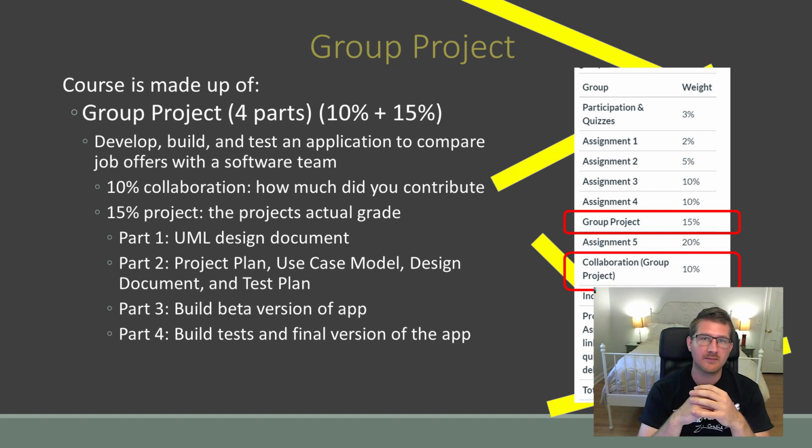This project is made up of 4 deliverables: a UML Design Document, a project plan, use case model, design document, and test plan, a beta version of the app, and then lastly, the final version of the app as well as app testing. So now let's look at each one of these deliverables individually.